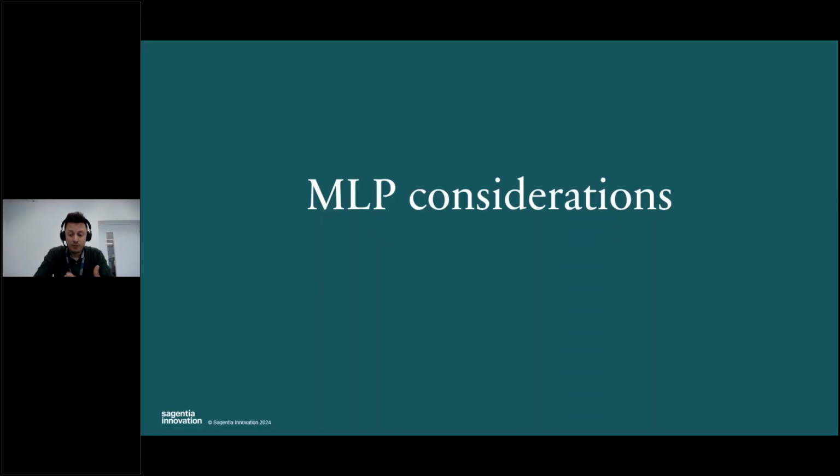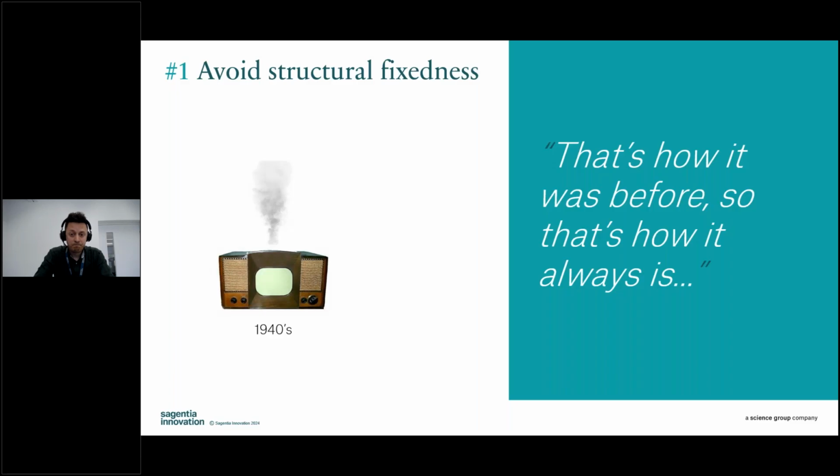Sounds very simple, but there are some clear reasons why things don't work when we think about the product development life cycle. So I wanted to go through some examples of where we can better consider a minimum lovable mindset. One of the things I see many R&D teams struggle with is structural fixedness. It's this idea of, this is how it was before, so this is how it always is. We saw that with the example of the LG Prada. We've got the old user interface, let's just port that across because, hey, it's touchscreen, that's going to be good enough, and it really isn't.